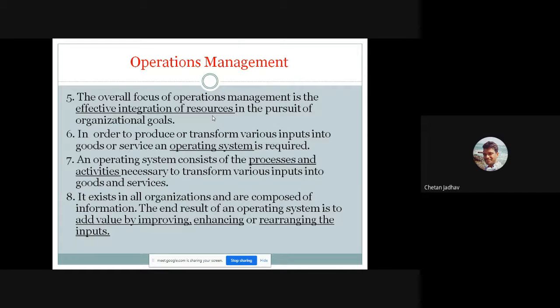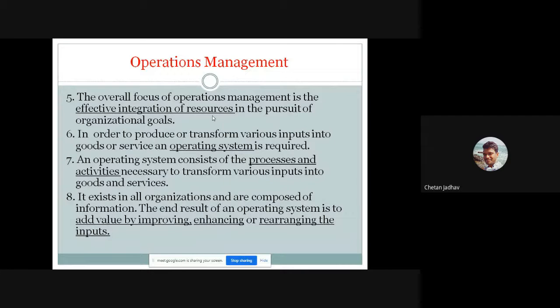The overall focus of operation management is the effective integration of resources in the pursuit of the organizational goal. Simply put, operational management integrates all parts of the organization, integrates effective tools of all production management, and tries to get good finished products. This is the main organizational goal throughout operational management.